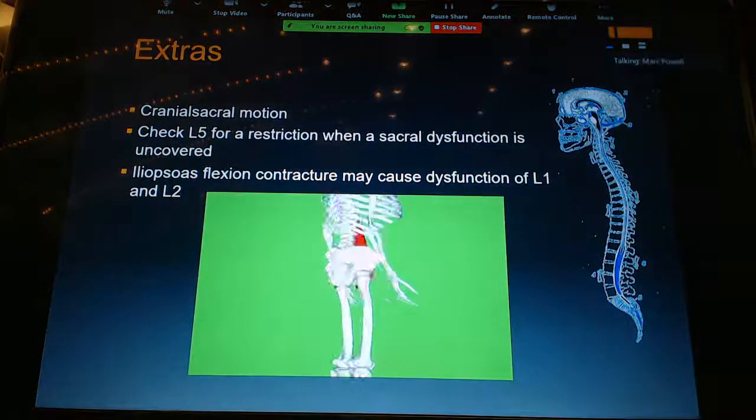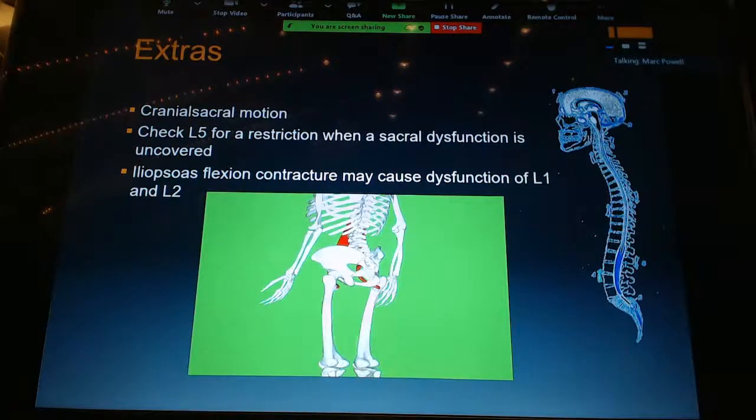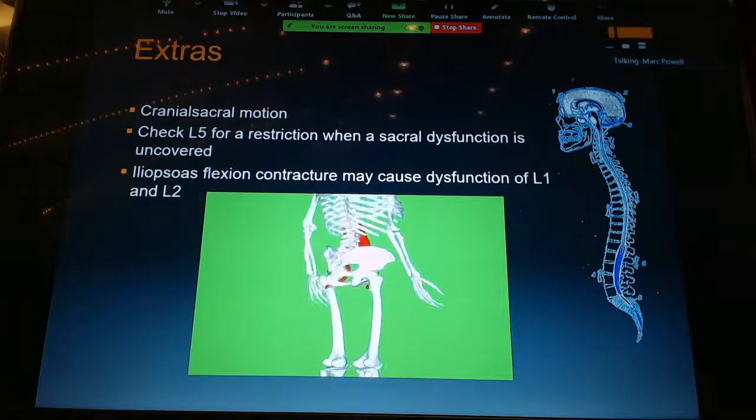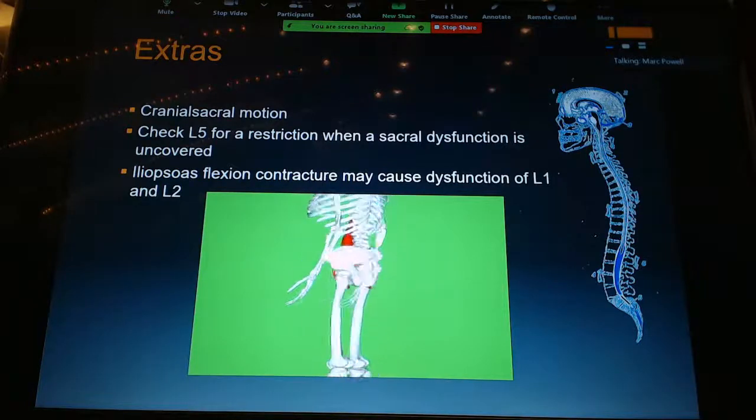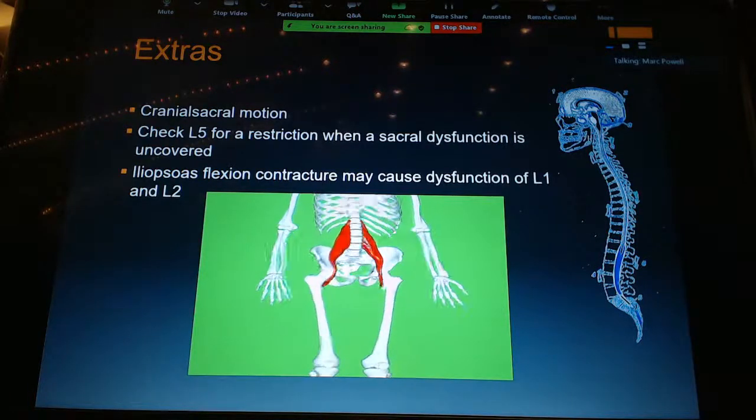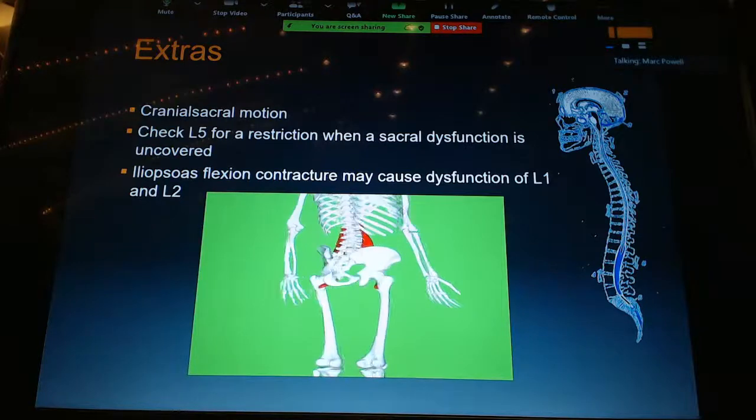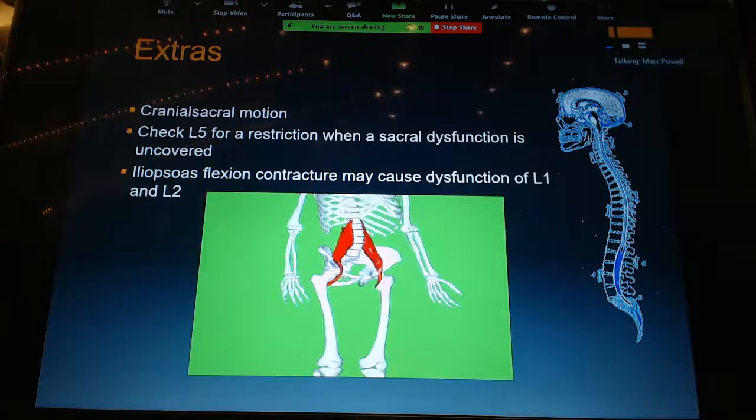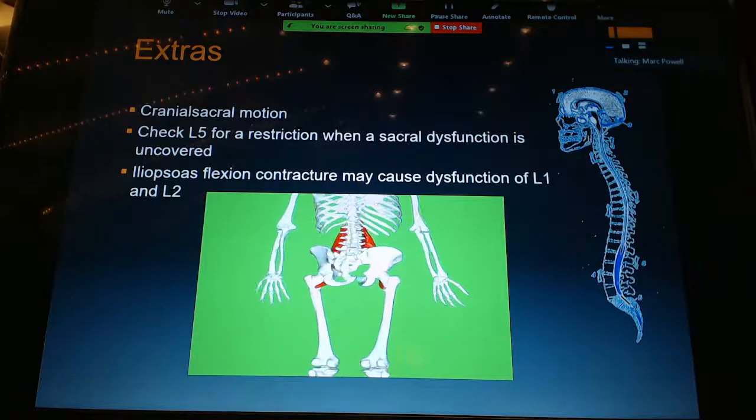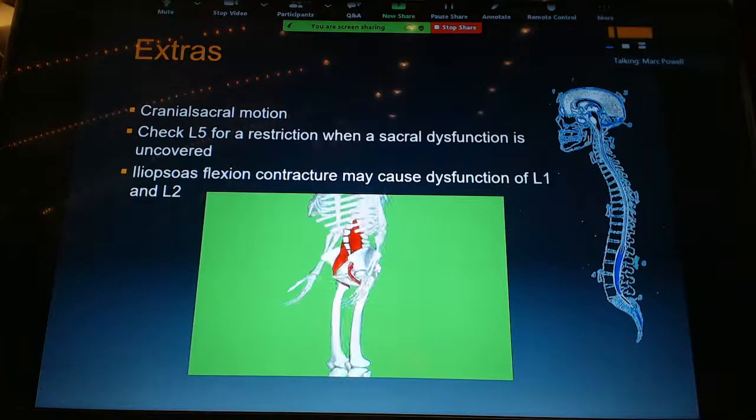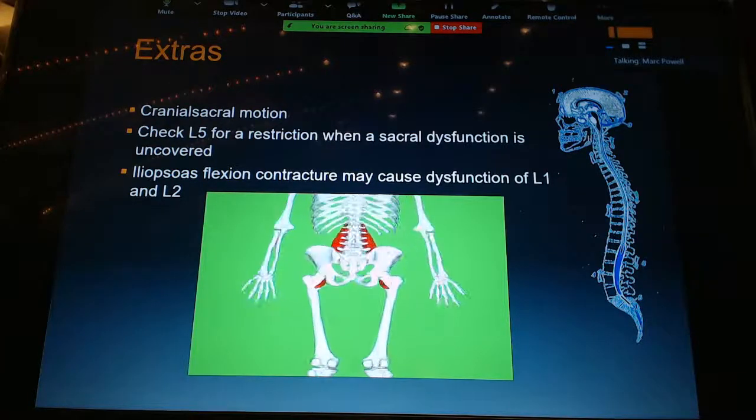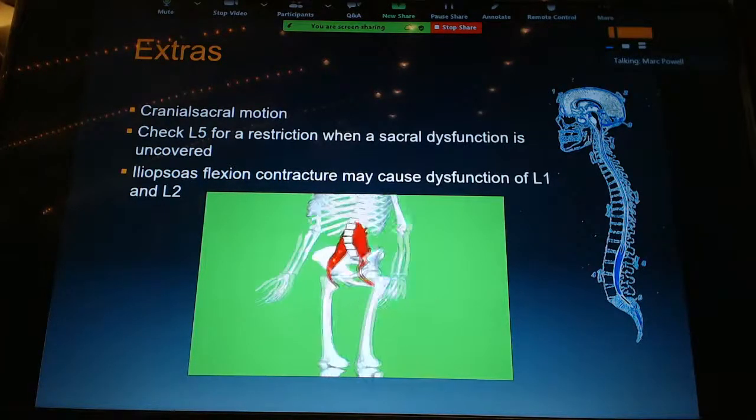So here's a little extras. You know I always like to throw these in there. You diagnose a sacral issue, you've been treating the sacrum, you're trying to make sure you're doing all the releases, you can't figure out why they are still having this issue. Don't forget about that cranial sacral motion. Go check their cervicals. Check their cranium. See if that is a correlation. That might be the biggest problem, and you're trying to treat the effect and not the cause.